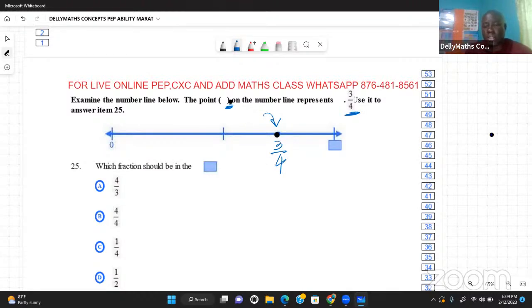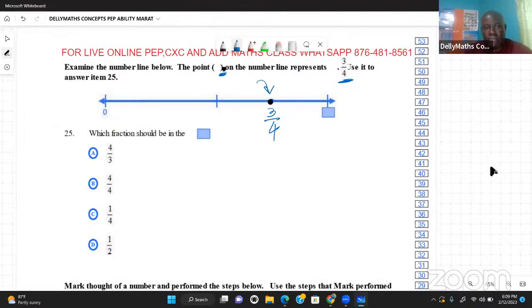We want to use it to answer question 25. So let us look carefully at question 25. So here's the deal. Which fraction should be in this box right here? What fraction should go in the box at the end?